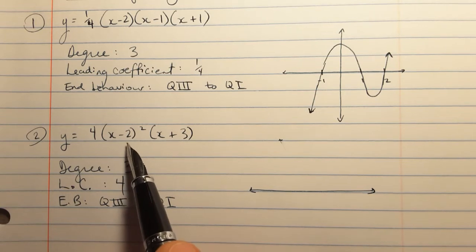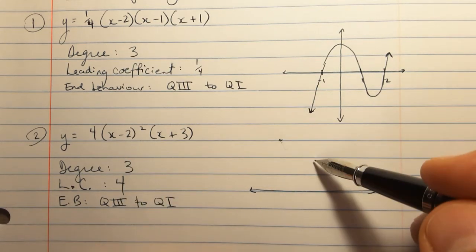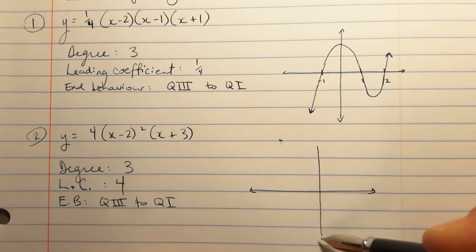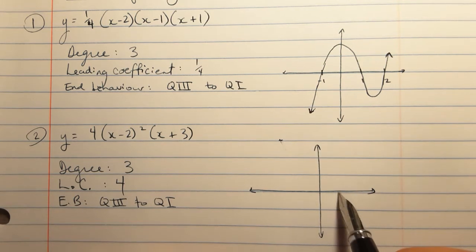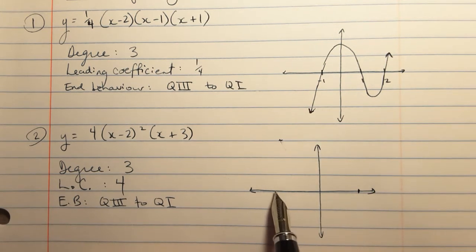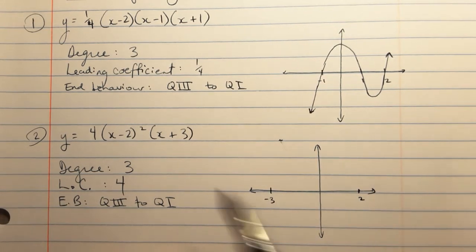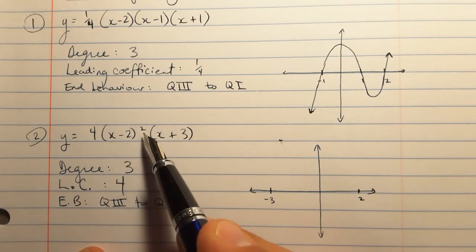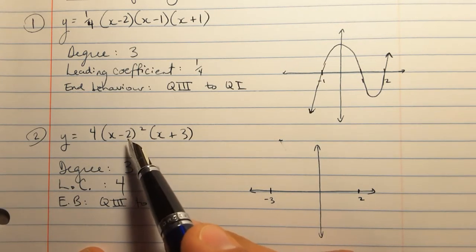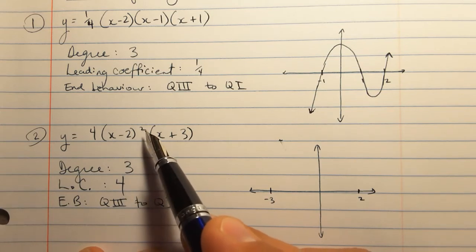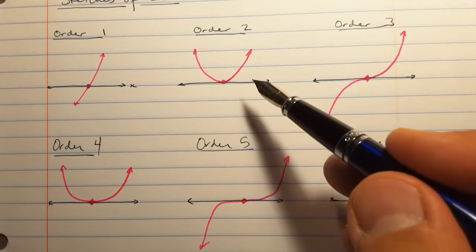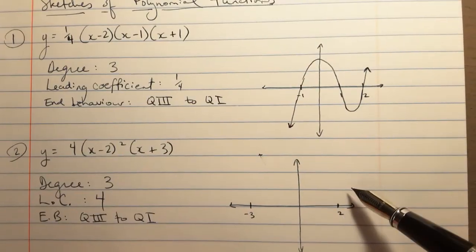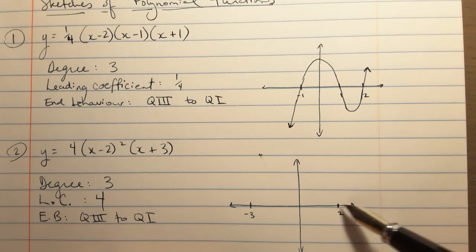Let's see, I've got roots at positive 2 and negative 3. So maybe I'll move this over just a little bit. Positive 2, negative, that looks like about negative 3 right there. Now I know that this one is an order 2 zero. Positive 2 is an order 2 zero. Order 2 looks like that. That's a bounce. So this one is going to have to bounce off of there.